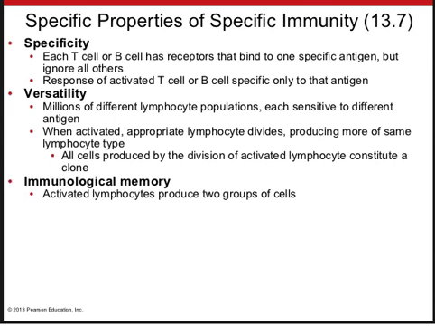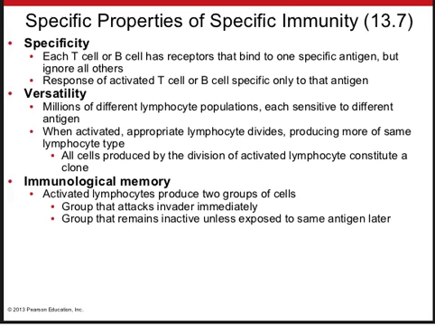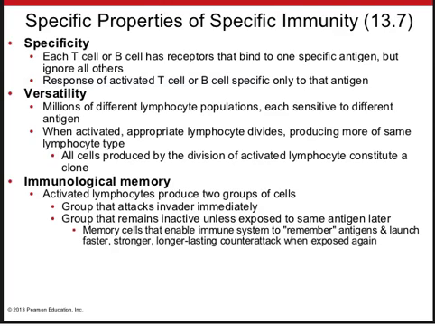It's also got memory, okay? Activated lymphocytes provide two groups of cells, a group that attacks the invader immediately, and a group that remains active unless exposed to the same antigen at a later point. Memory cells that enable the immune system to remember an antigen and launch a faster, stronger, and long-lasting counterattack in a second exposure is an important part of our adaptive immunity.